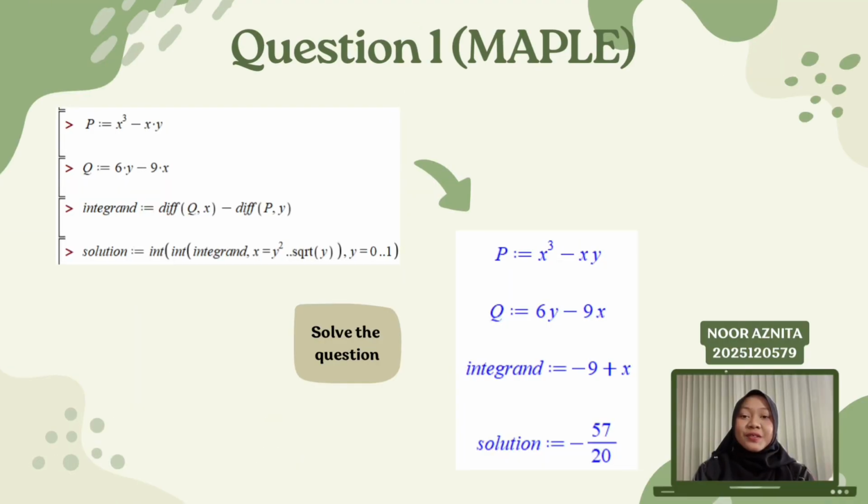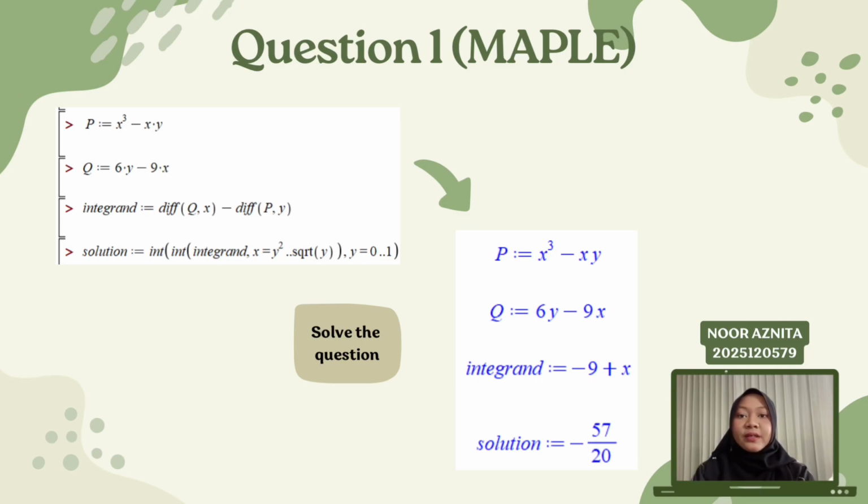Now, let's solve it using Green's theorem. First, we define our vector field components. P is x cubed minus xy and Q is 6y minus 9x. Green's theorem allows us to convert this line integral into a double integral by taking the partial derivative of Q with respect to x minus the partial derivative of P with respect to y. In Maple, we define this as our integrand, which automatically simplifies to negative 9 plus x.